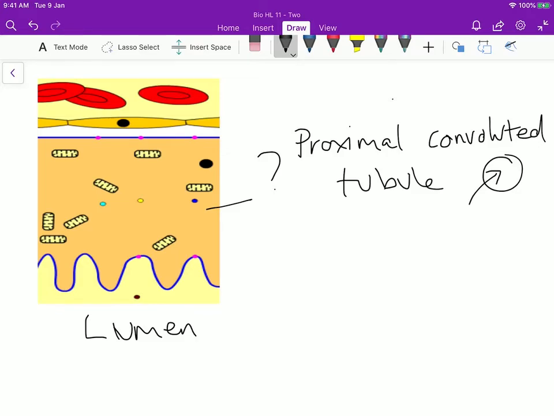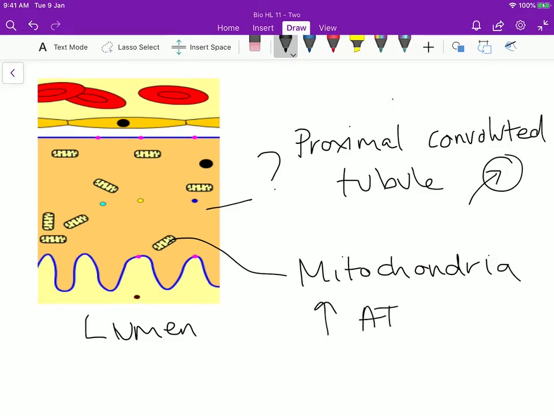So what's special about these? What special features would a cell want to have if it's doing a lot of absorption involving active transport? Well, we can see there we've got lots of mitochondria, because that's going to lead to more ATP, and we need ATP for active transport.